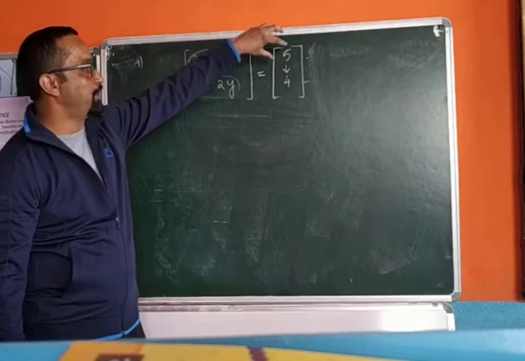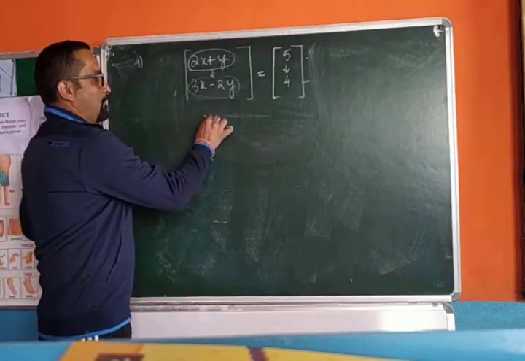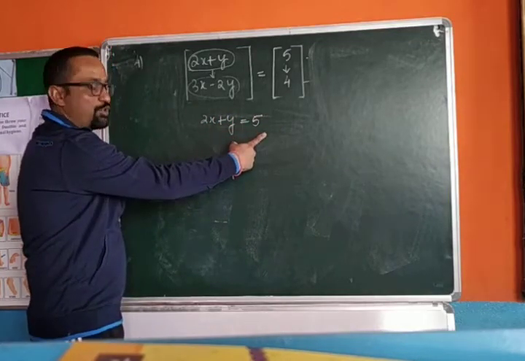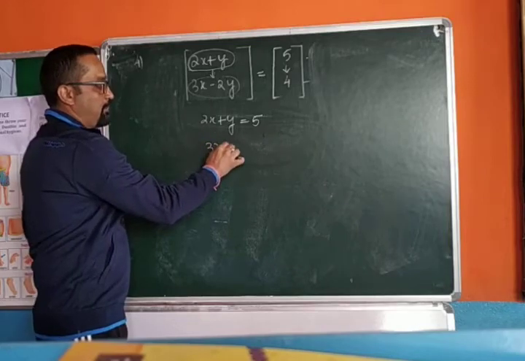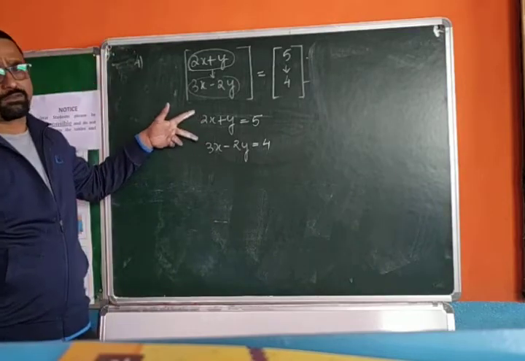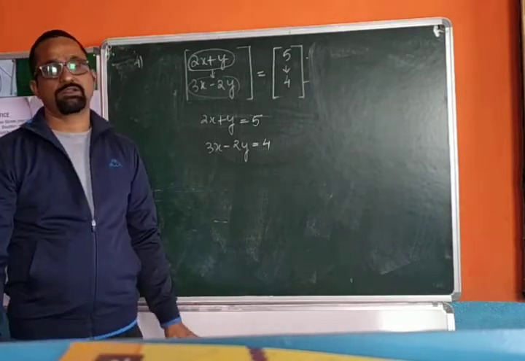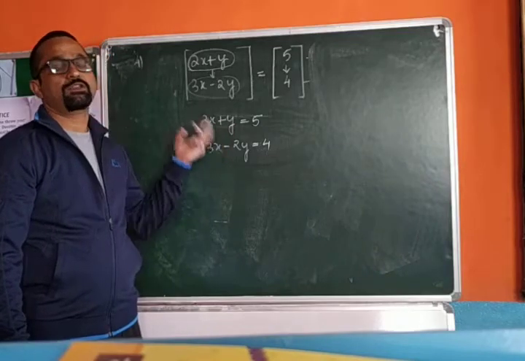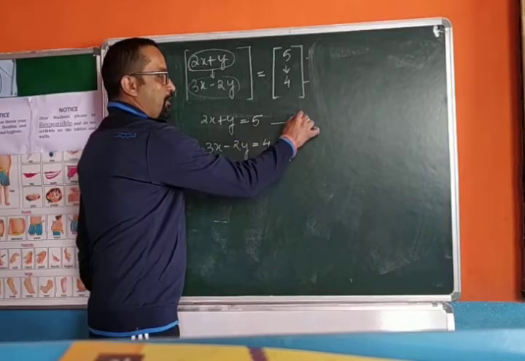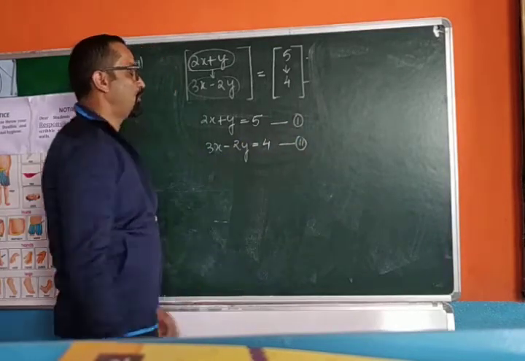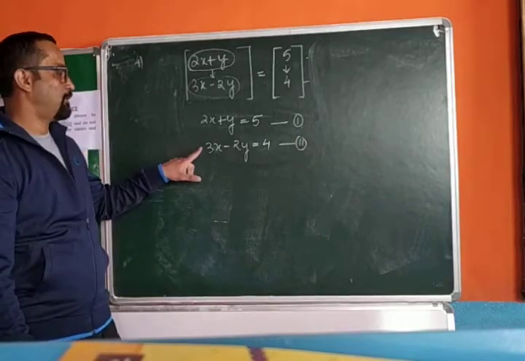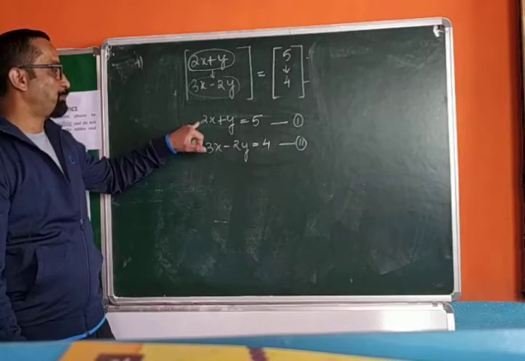The first element will be equal to the first: 2x plus y is equal to 5. The second element is equal to the second: 3x minus 2y is equal to 4. Look at this. We got two equations with two variables. These are called simultaneous linear equations. Equation number 1, equation number 2. We can solve them using simultaneous linear equations.